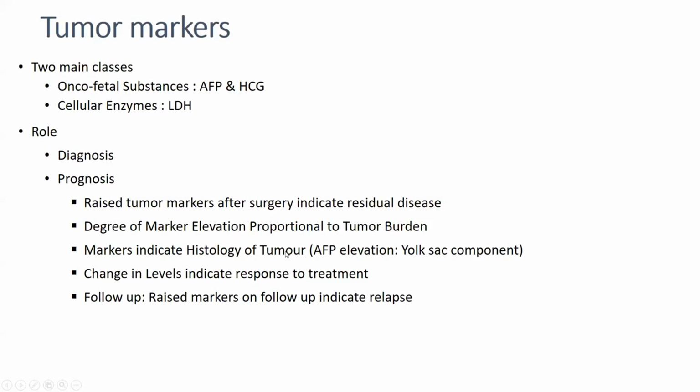Then they can give us an idea about the histology, like AFP. If it is markedly elevated, it will tell us that a yolk sac component is there. Likewise, if HCG is high, choriocarcinoma is to be suspected. Then a decline in the level will indicate response to the treatment, and during follow-up, if the markers are still high, they indicate relapse of the disease.